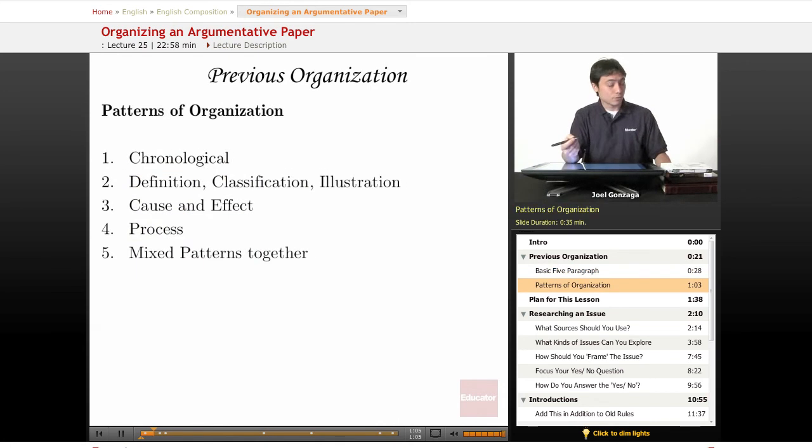Remember these patterns of organization. You had chronological. What were the keywords that you're going to be using when you put a chronological paper together? How about definition, classification, and illustration? How are you going to organize those kinds of things? Cause and effect. That's very important for reasoning, isn't it? What were those keywords? How do you organize it? A process, and don't forget, you'll be mixing these patterns together.